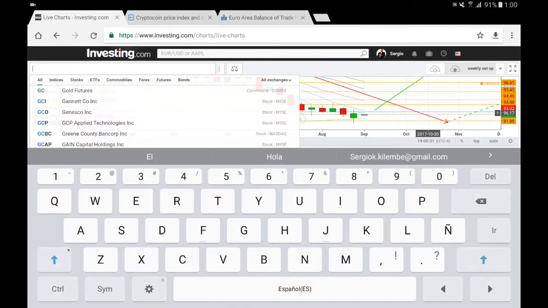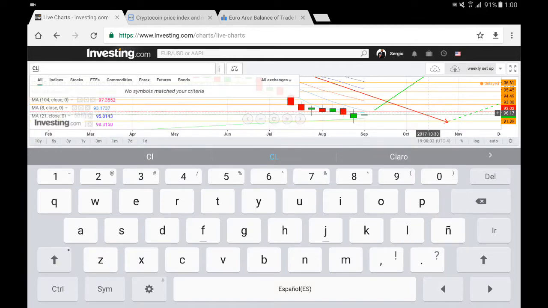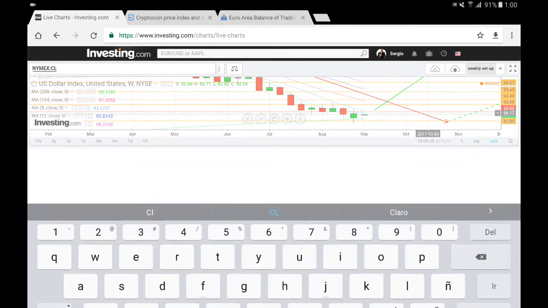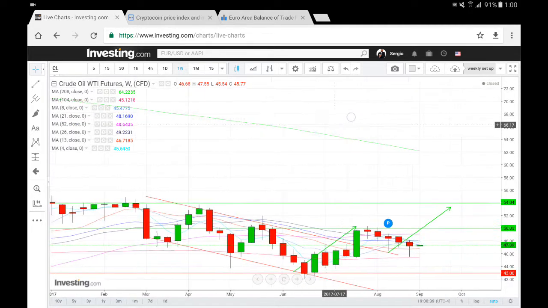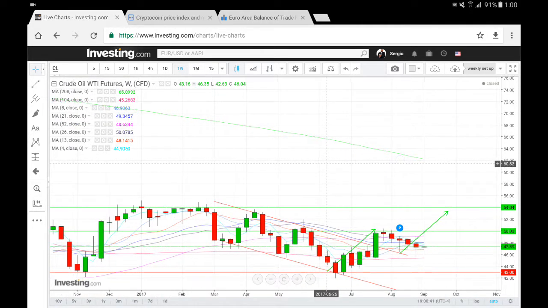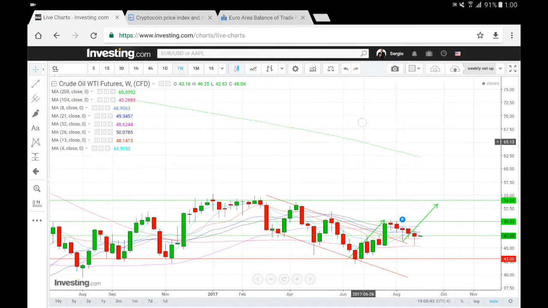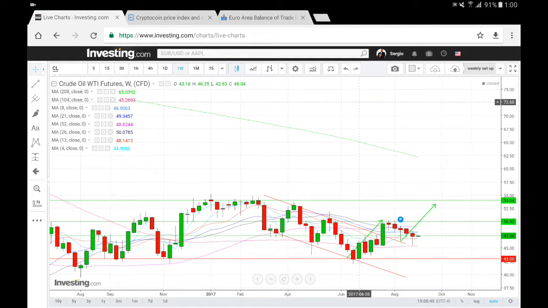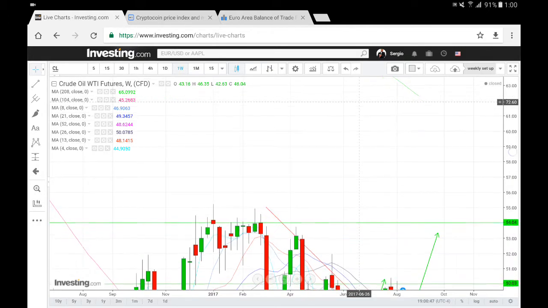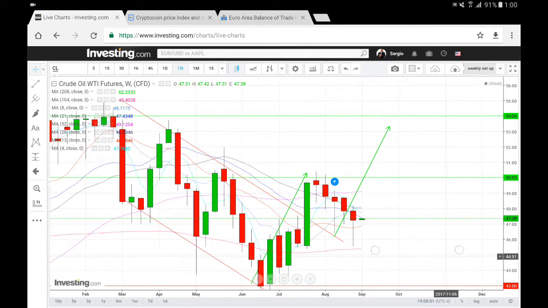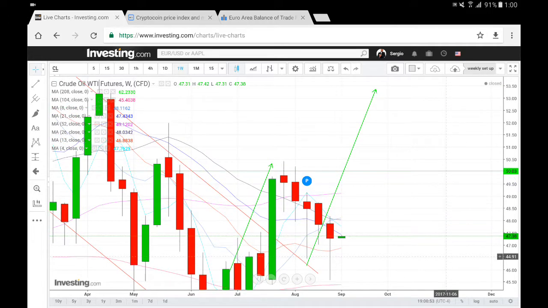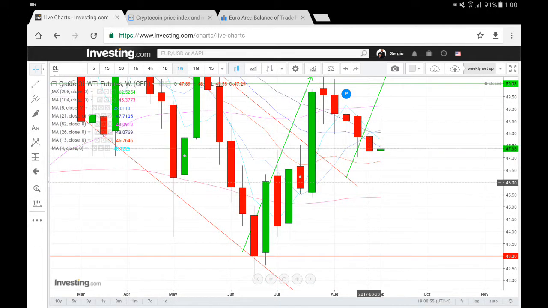No, the dollar, no, oil, excuse me. Crude oil. Over here, crude oil. Bam, bam, bam, crude oil. And crude oil is doing absolutely nothing. Nothing. Inside week candle last week. No, not an inside week, but a bearish week, rejection of lower prices.